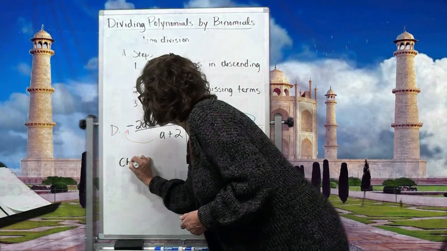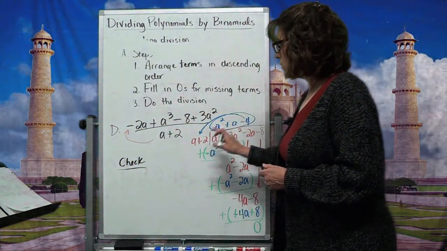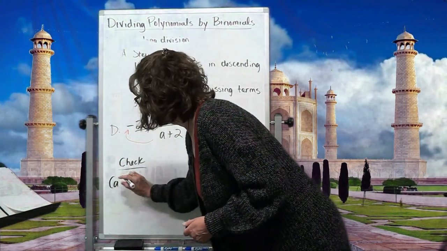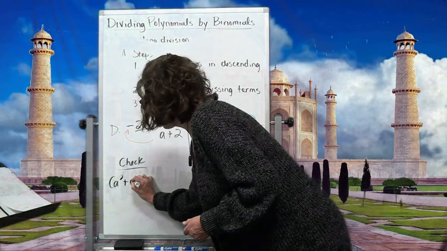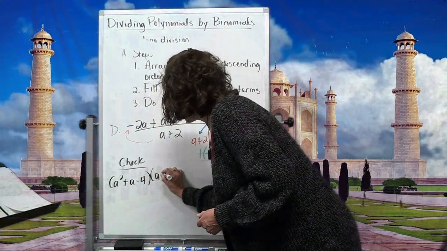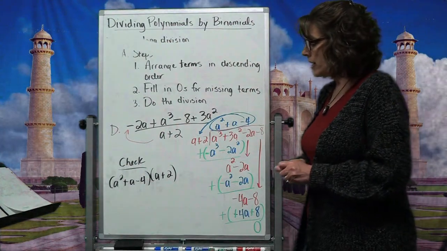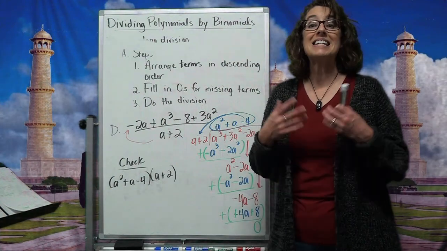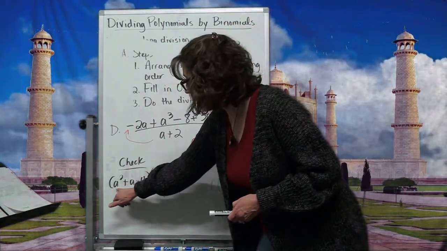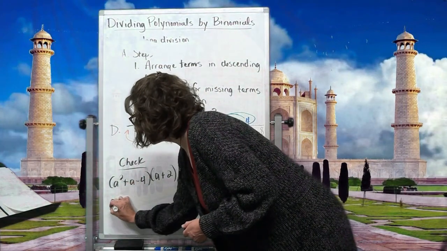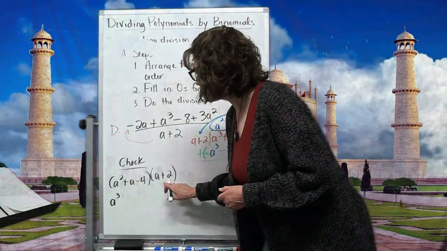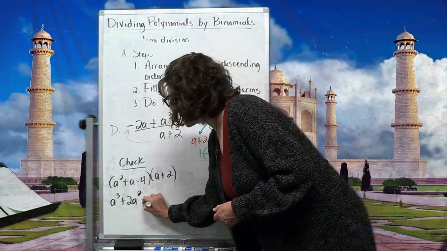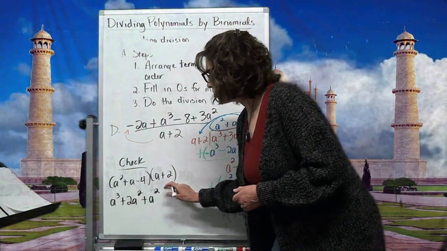So when I go to check this, and I multiply my quotient to my divisor, I can either multiply the quotient a squared plus a minus 4 to the divisor like this, or I can put my a plus 2 in the front, my a squared plus a minus 4 in the back. Either way, what I'm going to do is the extended distributive property. So I'm going to take my a squared times a, and I'm going to get an a to the third. A squared times 2 is 2a squared. A times a is a squared. A times 2 is a 2a.